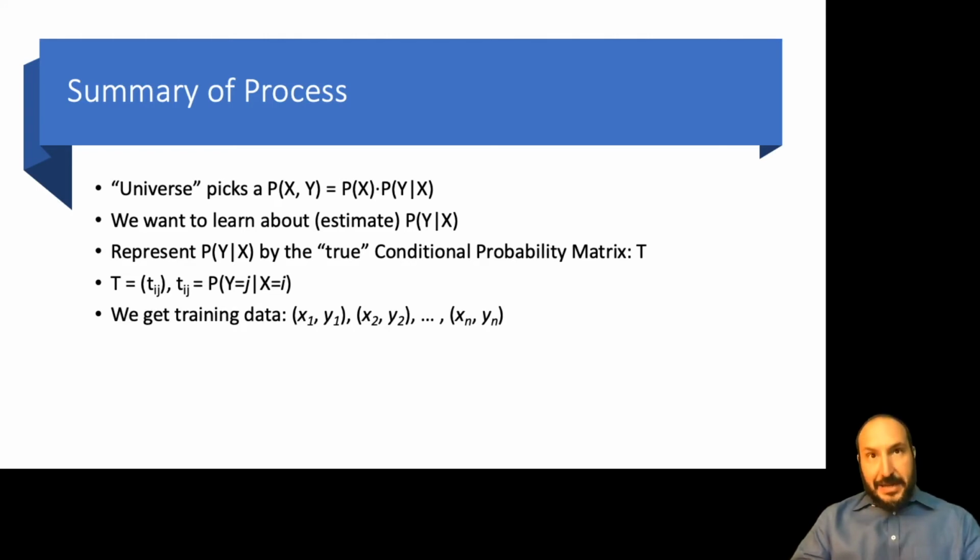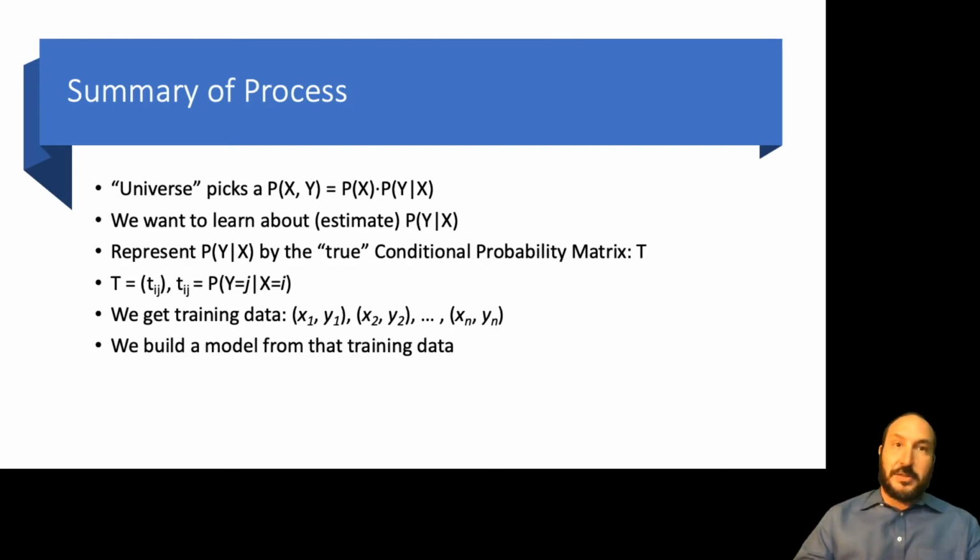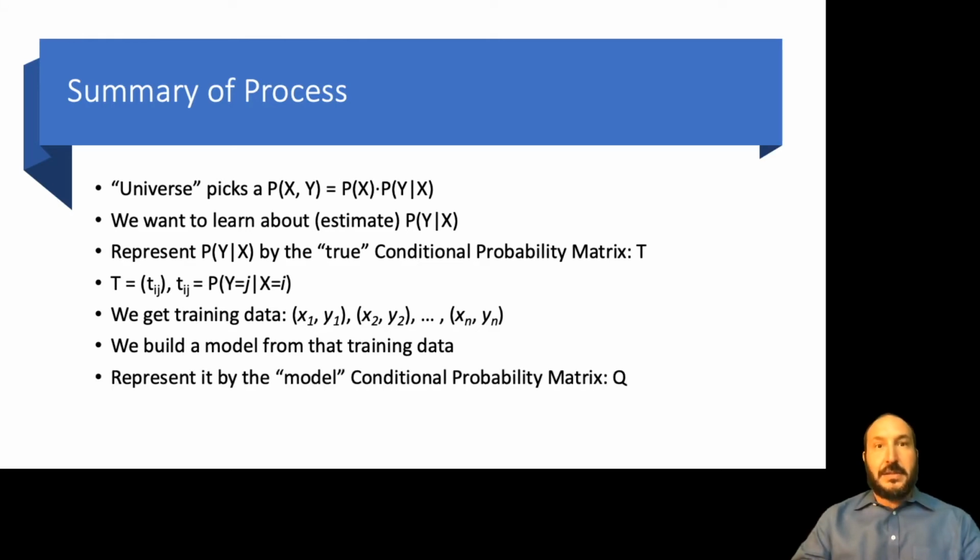So we get training data that comes from this joint distribution that the universe has picked. And we build a model from that training data. So that model could be anything, could be a neural network, could be a random forest, could be logistic regression, whatever it is. We build some model, and our model can also be represented by a conditional probability matrix. We're going to call this one Q. And similarly, Q is a set of numbers that represents our model's predictions for the probability that y equals j given x equals i. So Q is our estimate of T. And that's how we can really frame the entire classification problem.